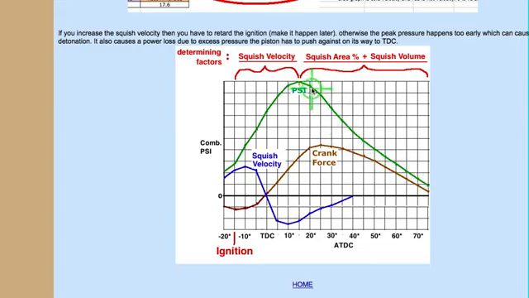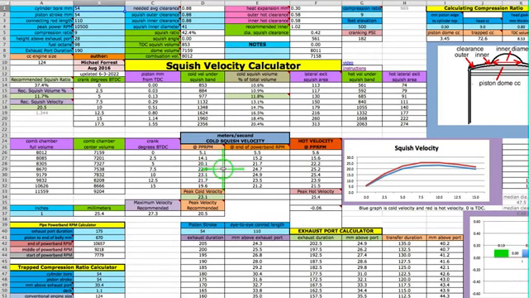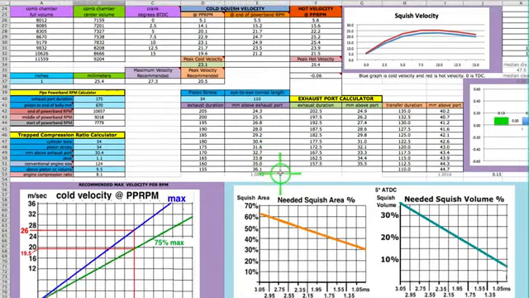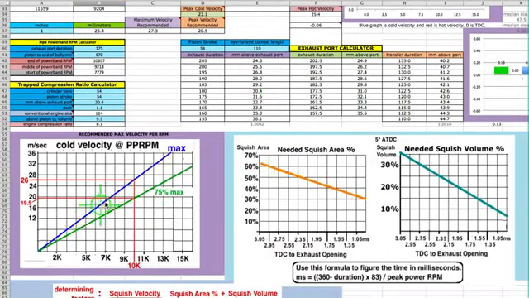Okay, so when you're dealing with an existing head, sometimes you have to compromise between these two, and that's okay. It'll still wind up better than what it was before. So right here, I'm going by the 5-degree after top dead center volume, and right here is the calculated squish velocity. And this is the recommended, and this is the maximum. The maximum being just on the edge of being too much, okay?